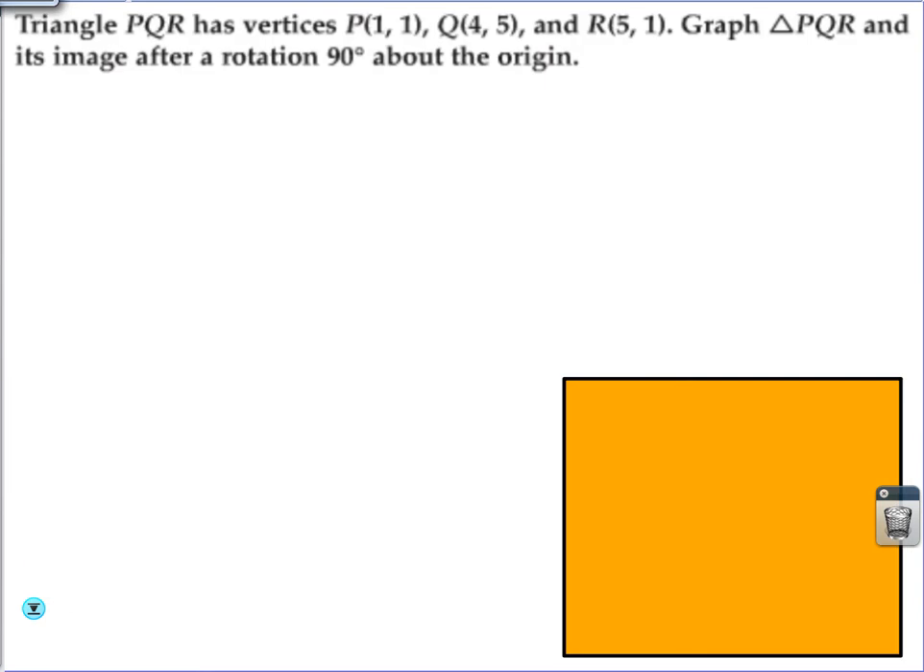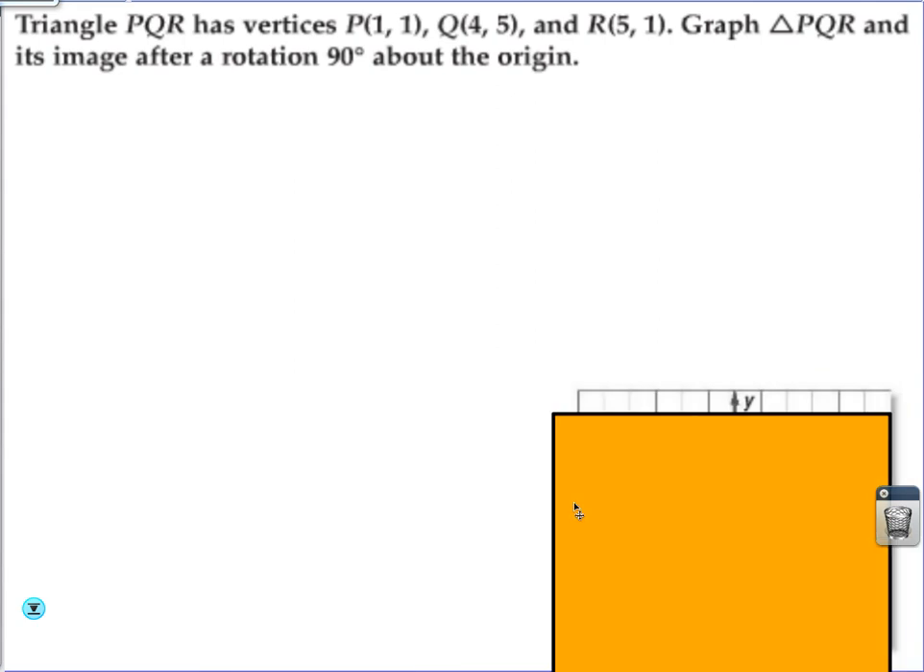Next problem. Triangle PQR has vertices at (1, 1), (4, 5), (5, 1). Graph triangle PQR and its image after a rotation of 90 degrees about the origin. If it doesn't say, we're going to assume, since all it gave us was counterclockwise, that we're rotating counterclockwise. And I think a big reason for that is, think about when you're graphing. Don't your quadrants go counterclockwise? I think that's probably the reason that most of the time when we're rotating, we're talking about a counterclockwise rotation.